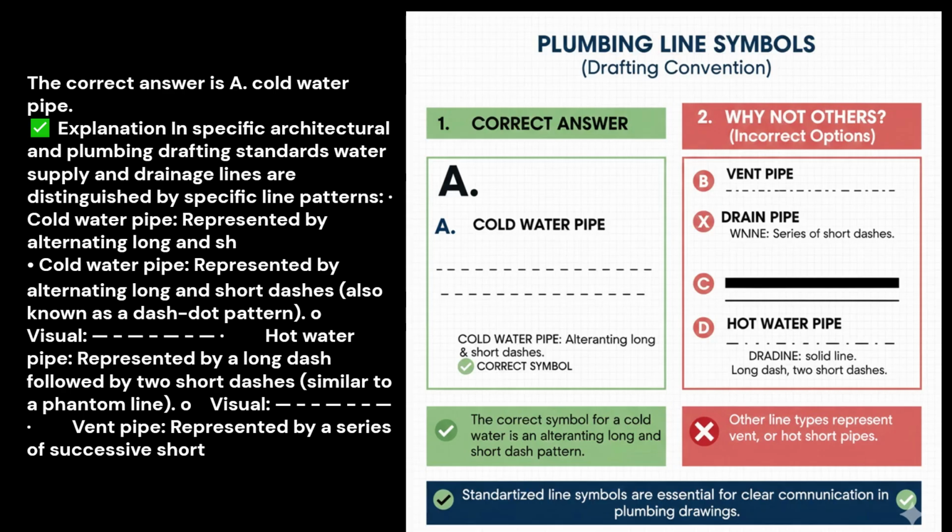In specific architectural and plumbing drafting standards, commonly used in technical exams like the Master Plumber Board, water supply and drainage lines are distinguished by specific line patterns. Cold water pipe is represented by alternating long and short dashes, also known as a dash-dot pattern. Hot water pipe is represented by a long dash followed by two short dashes, similar to a phantom line. Vent pipe is represented by a series of successive short dashes of equal length. Drain pipe is represented by a thick solid line if above ground, or long dashes if underground.